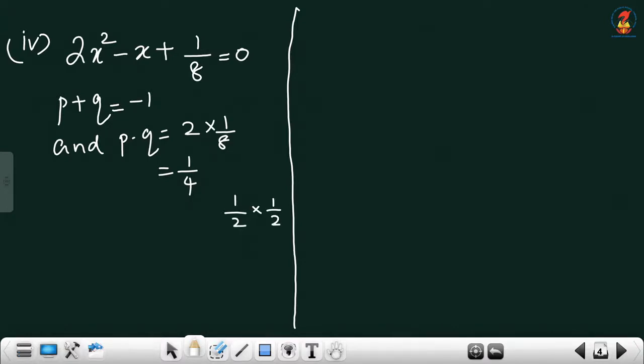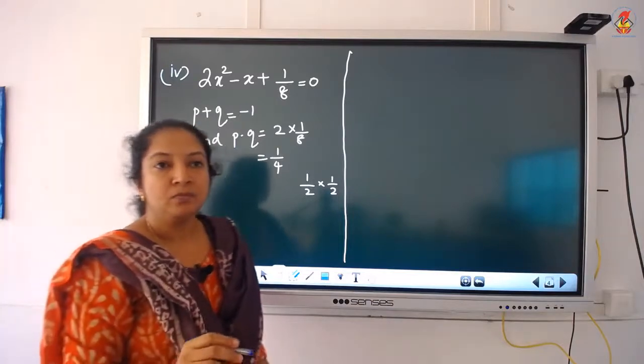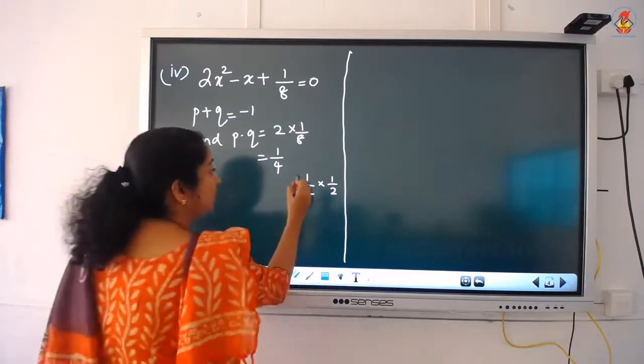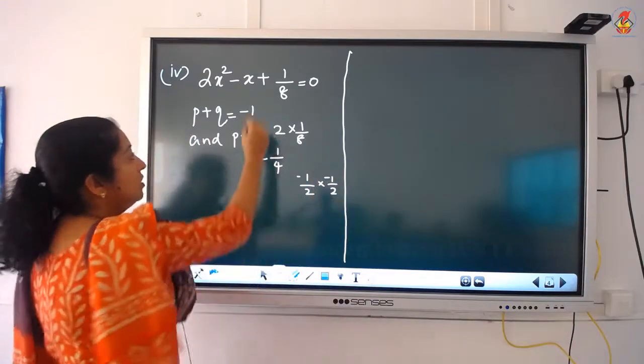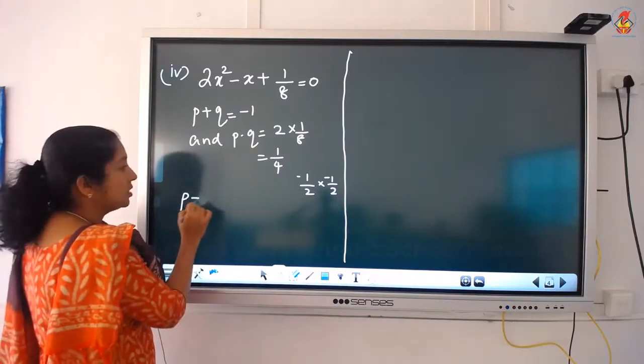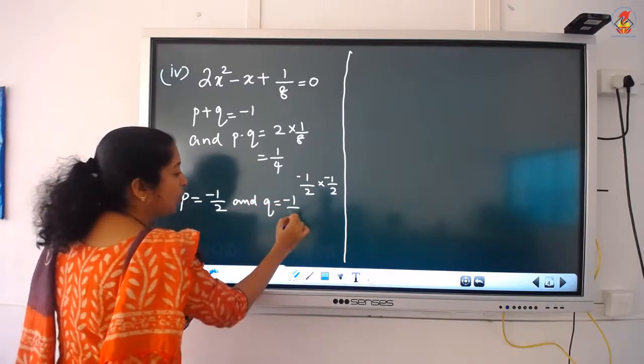P plus q is negative and p into q is positive. So, p into q is positive means both the numbers should be negative, or we can say both the numbers should be positive. But here the sum is negative and product is positive. So, the only possibility is both the numbers should be negative. So minus 1 by 2 minus 1 by 2 is minus 1. When you multiply this, you will get 1 by 4. So P is equal to minus 1 by 2 and Q is equal to minus 1 by 2.